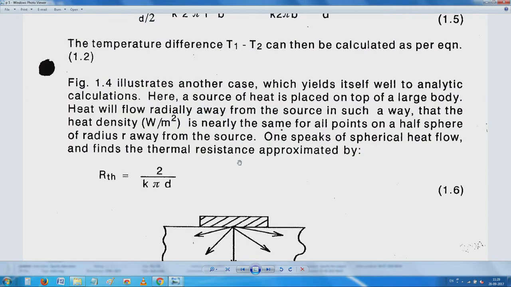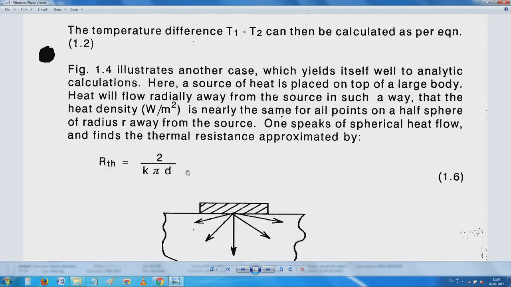A source of heat is placed on top of a large body, heat will flow radially away, so that the heat density is nearly the same for all points in a half sphere of radius away from the source, so that uniformly at the same rate it is going. So, we have a spherical heat flow where they have already approximated and given this.